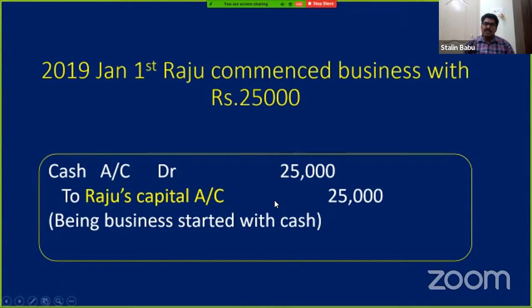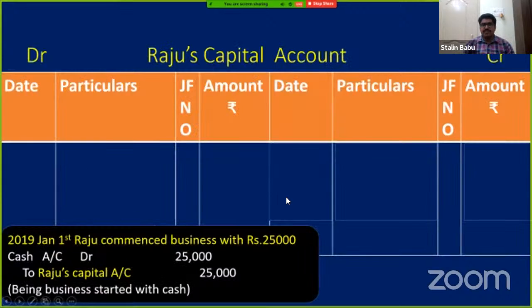Let us see Raju's capital account. What is the title of the account? Raju's capital account. What is the transaction? Raju commenced business with cash 25,000. What is the journal entry? Cash account debit to Raju's capital account. So which account are we preparing? Raju's capital account. We have to check whether Raju's capital account is debited or credited in the journal entry. In the journal entry, it is credited.